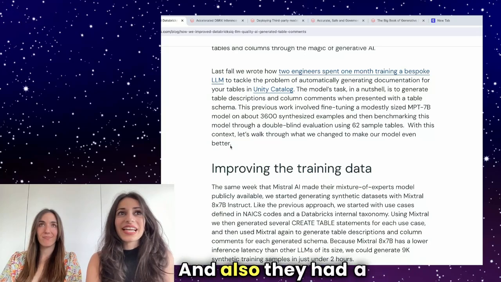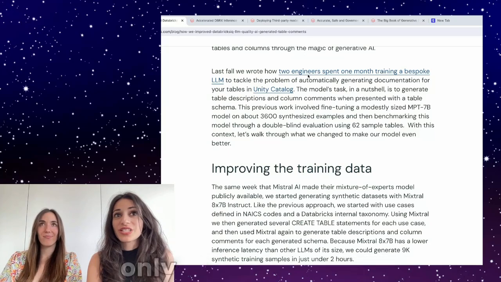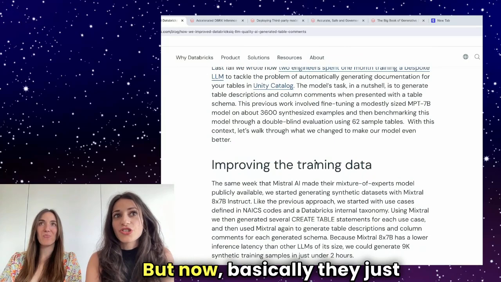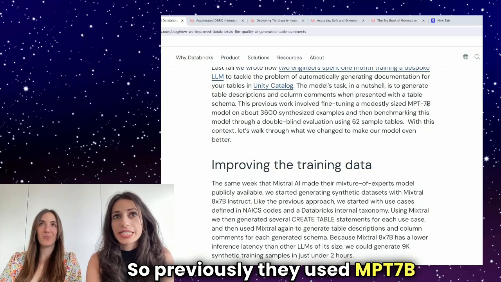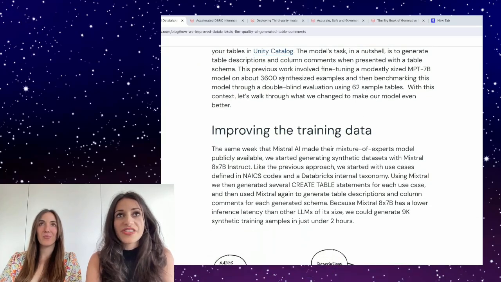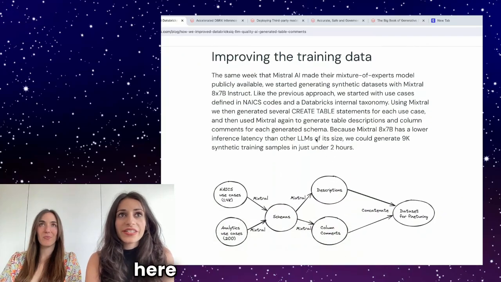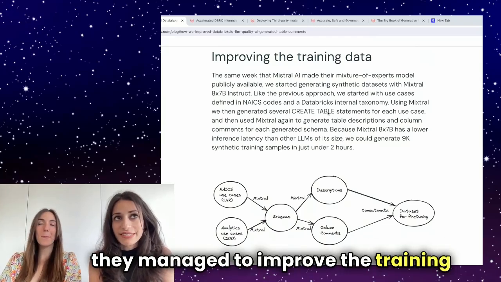And also, they had a previous blog that I need to read about how it took them only 2 engineers and 1 month to train a bespoke LLM to tackle this problem. But now they just wanted to improve this process. So previously they used an MPT-7B model, 3,000 synthesized examples, etc. And so here they talk about how they managed to improve the training data.